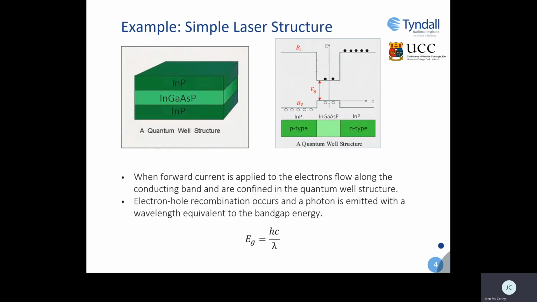The photons produced by a laser depend on the materials used to make it. Here's a rather simple example of a quantum well structure in the cavity of a laser. When a forward current is applied, the electrons will flow along the conduction band, holes will flow along the valence band, and are confined in the quantum well structure that is created by the double heterojunction. Electron-hole recombination occurs, and a photon is emitted with a wavelength equivalent to that of the band gap energy.